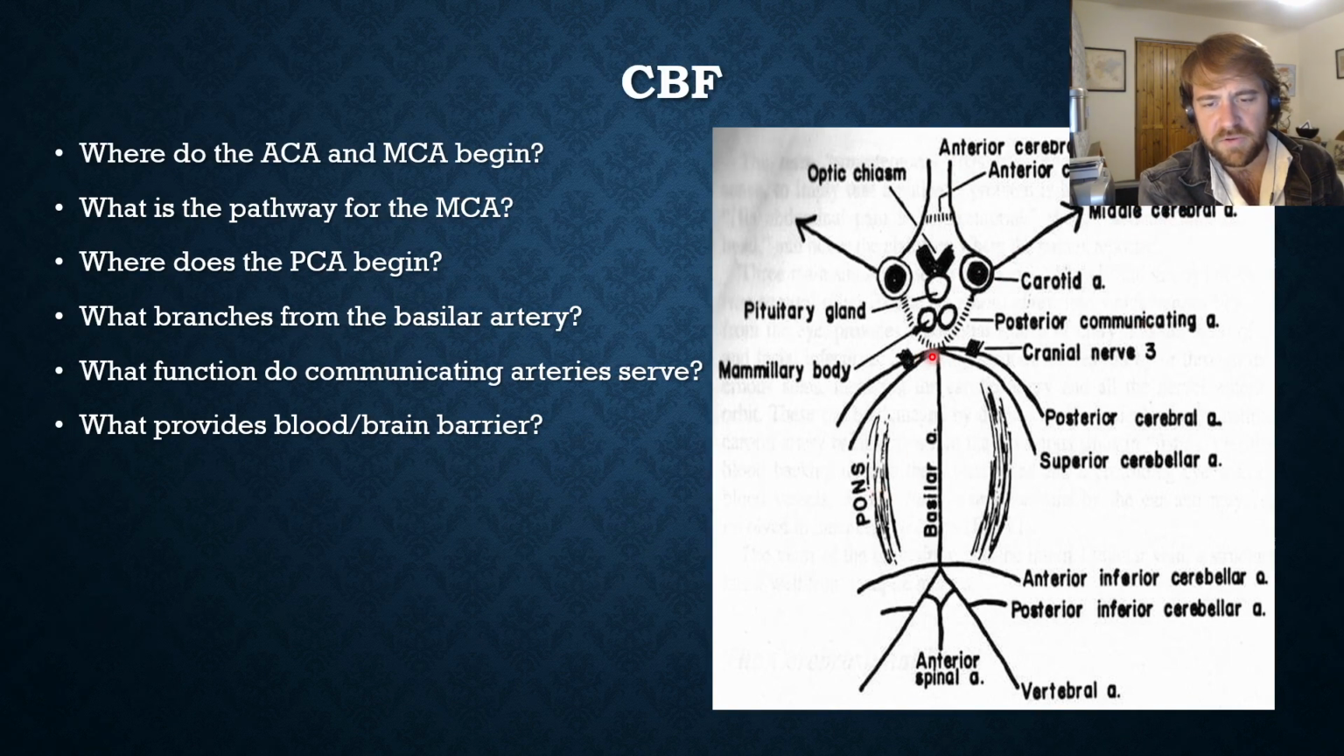So the basilar artery, there's only one of, right? It's not a right and left kind of thing. It branches into a right and left PCA. We do have a right and left carotid artery coming up, and it's going to branch into either one. So the right carotid artery is going to branch into a right ACA and a right MCA, and the left carotid artery is going to branch into a left ACA and a left MCA.